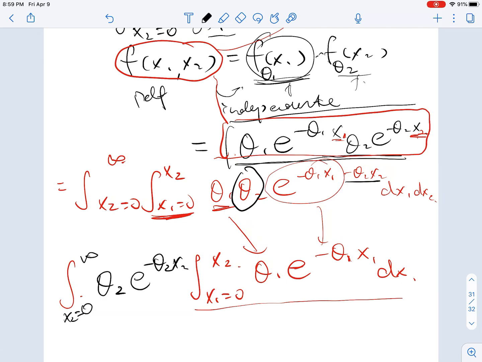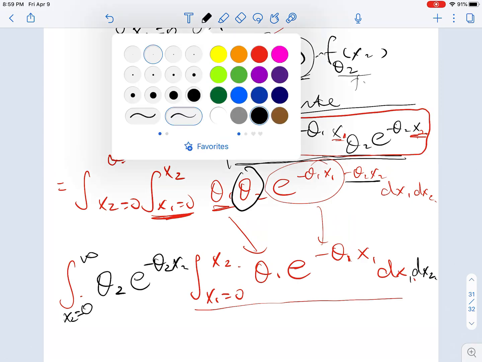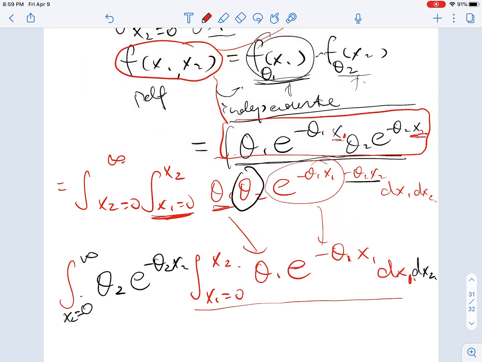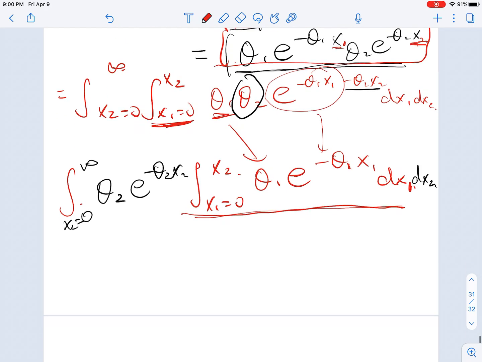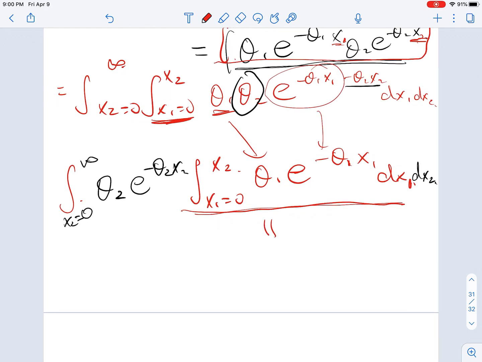Let's also write x2, just to make this clear. And this is dx1, dx2. So these are the integrations we are talking about. When we integrate this one, it's again a pretty straightforward integration. Let me not go into details. At the end of the day, we get 1 minus e to the negative theta 1 x2.